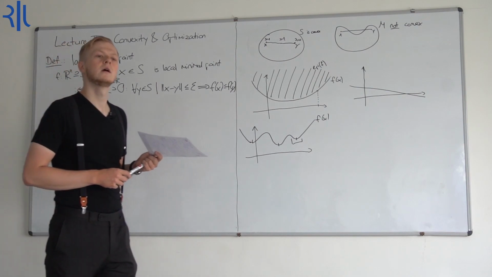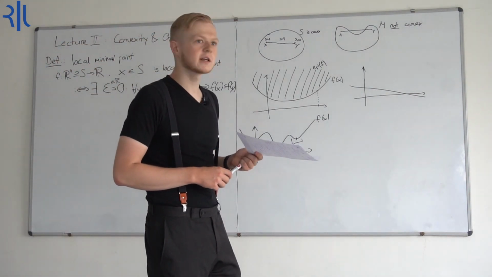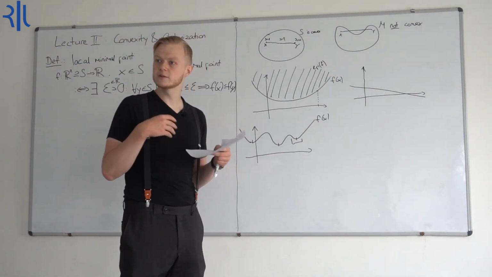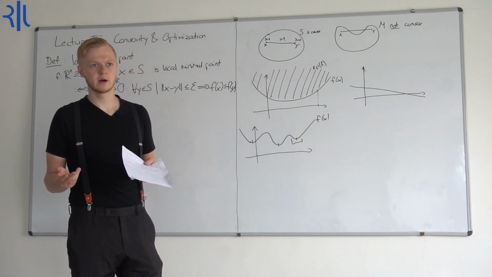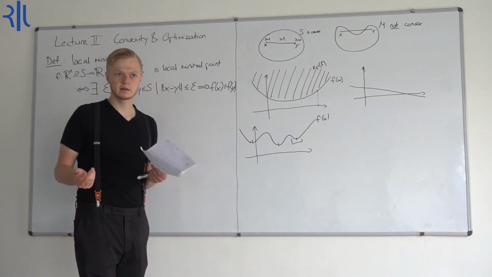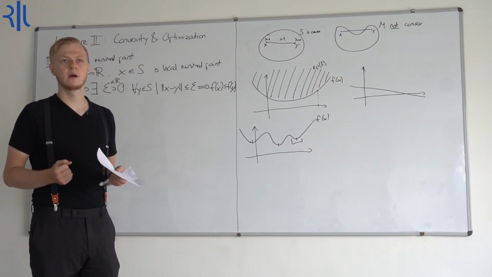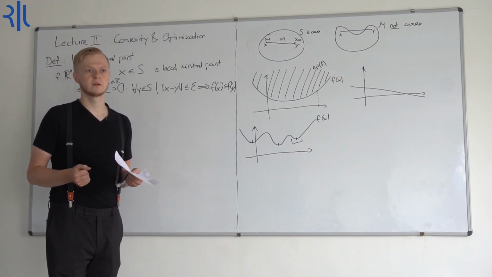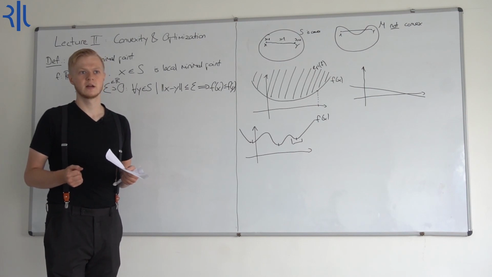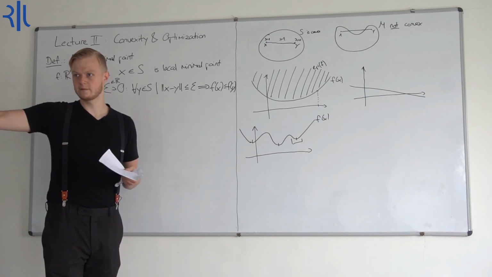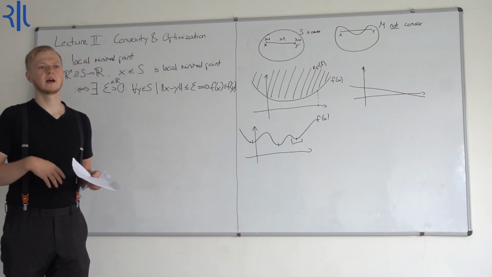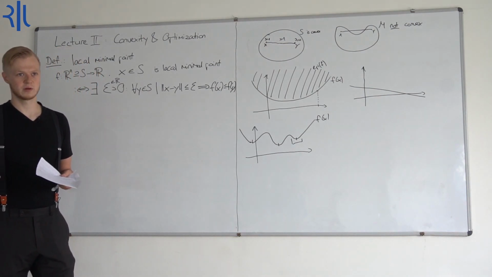Excuse me? Exactly, yeah. A function where we don't know anything about it can have many, infinitely many local minimum points. Think of the sine and the cosine, which have the waveform, right? They will have infinitely many local minima.